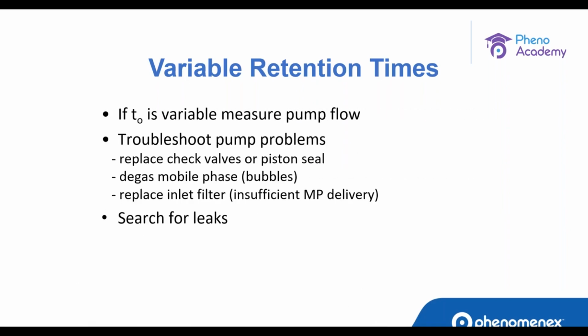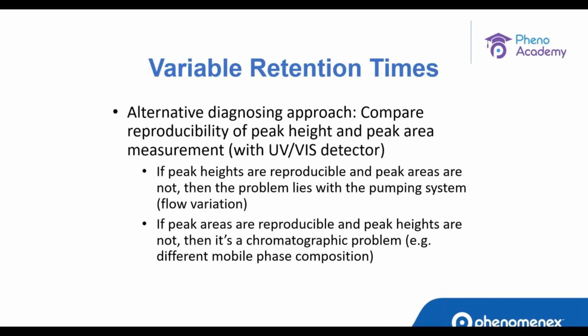If T0 is variable, we need to measure the pump flow and troubleshoot the pump problem. We can replace the check valves and also the piston seal. Second, degas the mobile phase to remove all the bubbles, and replace the inlet filter. An alternative diagnostic approach is to compare the reproducibility of peak height and peak area measurements. If the peak height is reproducible and the peak area is low, then the problem lies with the pumping system. On the other hand, if the peak area is reproducible and the peak height is low, then it is a chromatographic problem, such as a different mobile phase composition.